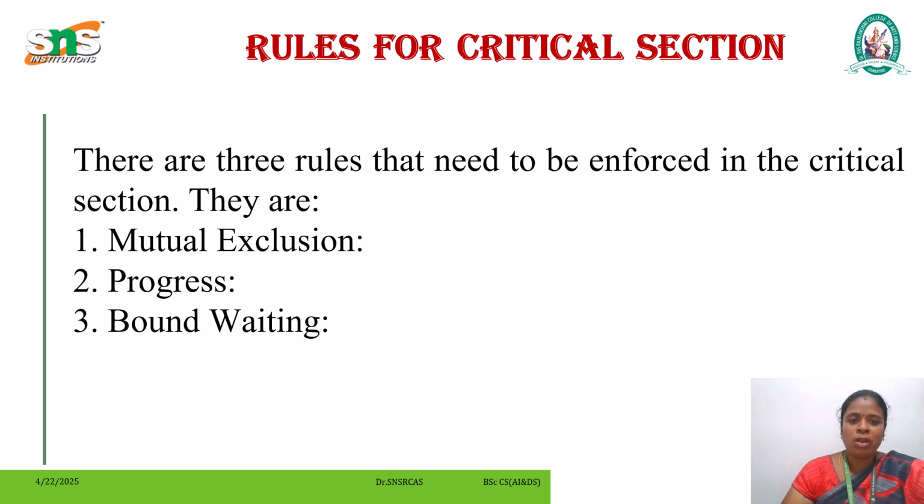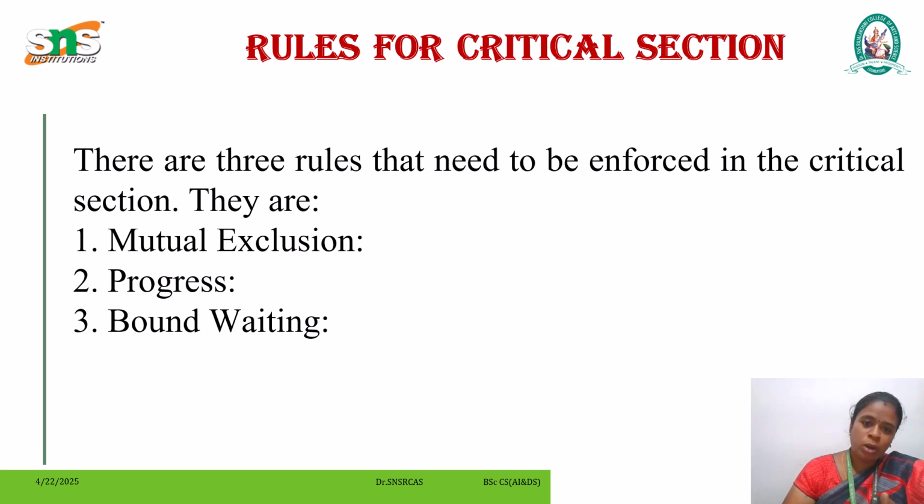Second one, progress. Progress is used when the critical section is empty and a process wants to enter. Otherwise, the process must wait. The processes that are not present in the remainder section decide who should go in within a finite time.